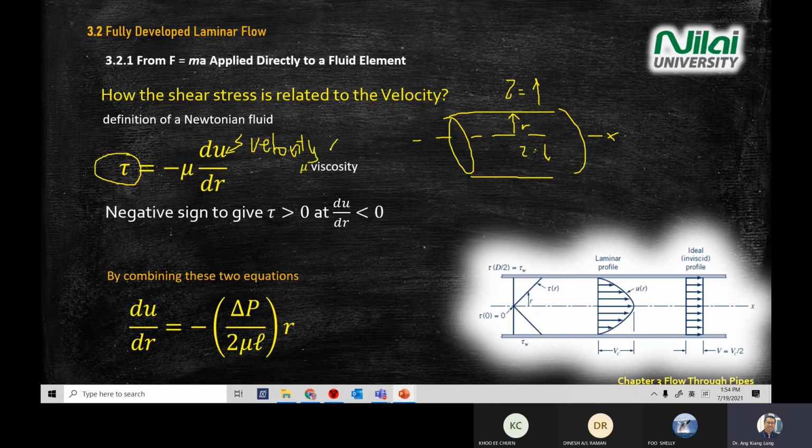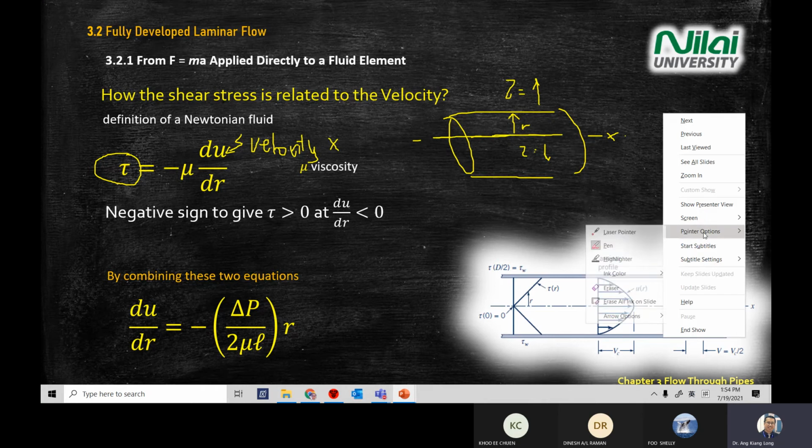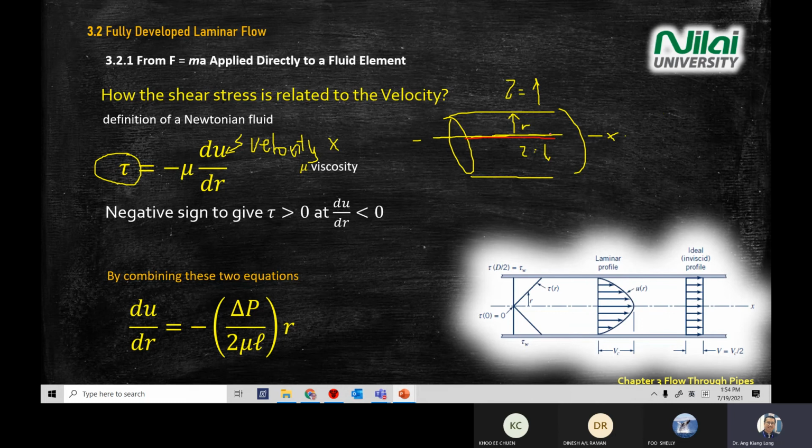Velocity in what direction? X direction. Okay. Now you look at the velocity here. I change color to represent velocity. Velocity at the center, we know that is u max. What happens if you increase the radius from the center? What happens to the velocity?